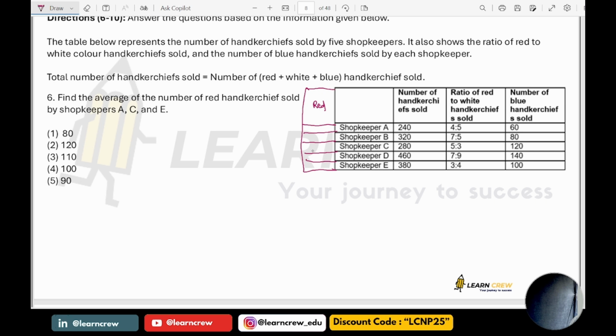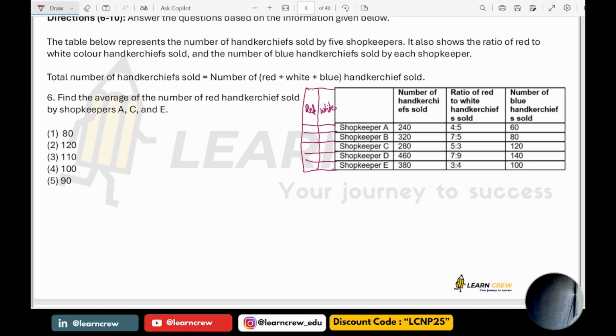Similarly, number of white kerchiefs sold. This is red. This is white. So first I am finding red. See here. I have to draw 2 here. One is red handkerchief. The other is white. Blue are already given, right? So 4 by 9th of how much?